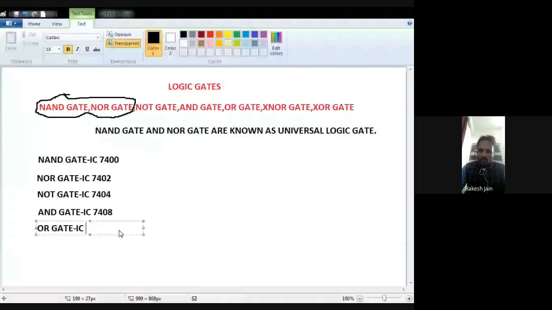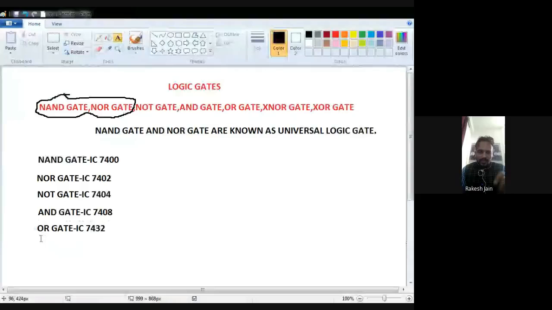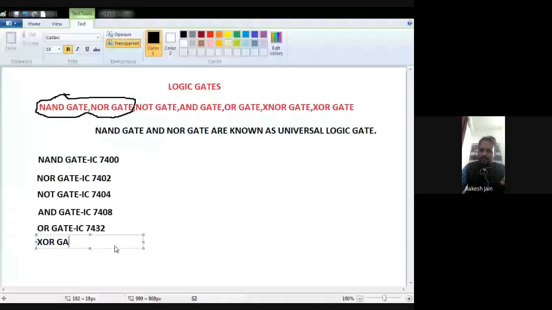7400 IC belongs to the NAND gate. Which IC do you purchase for the NOT gate? Remember, 7402 IC you purchase for the NOR gate. These are for objective preparation: which IC belongs to which logic gate. Which IC do you purchase for the NOT gate? Then IC 7404 you purchase for the NOT gate. It belongs to the NOT gate.